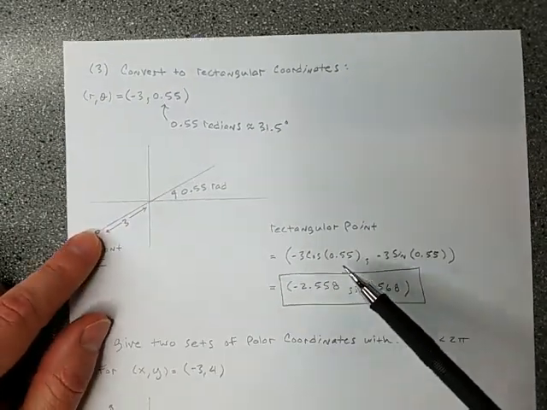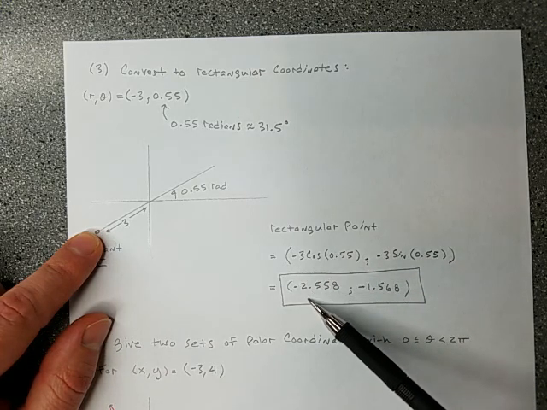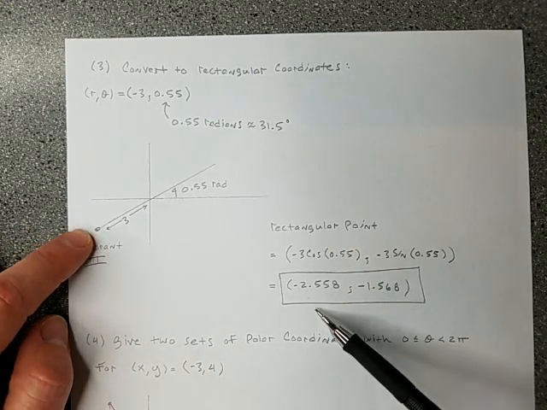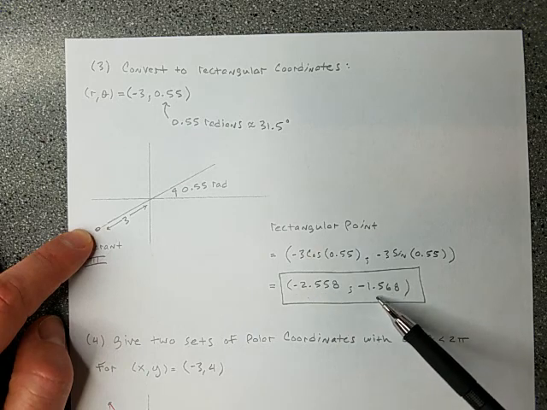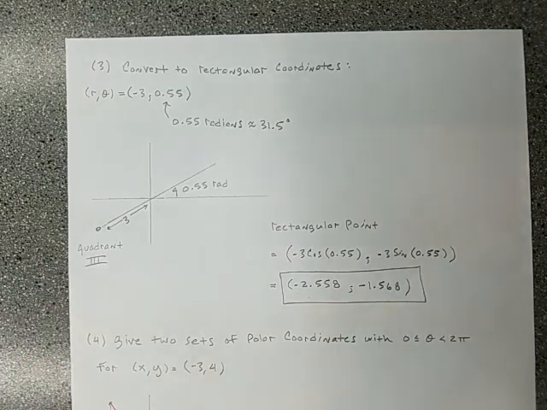Nonetheless, I can convert that to rectangular coordinates the same way. R cosine theta, x-coordinate, r sine theta, y-coordinate. You can get there by going left about 2.5 and down about 1.5. Left and down, that would definitely take you to quadrant 3.